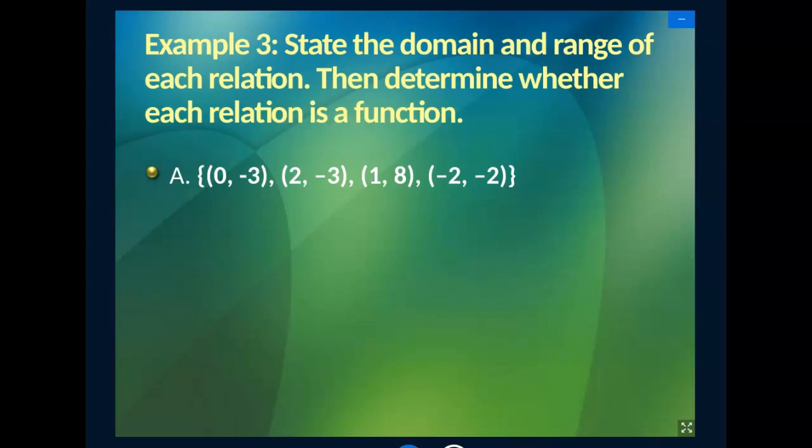Okay, so this is just an add-on to the last one. State the domain. So this is an example of a relation. It's just a set of ordered pairs. Domain, I'm going to go back to writing down here, is 0, 2, 1, -2. Range, here's where you got to be careful. We do not repeat a number in the set of orders. So even though the range has -3 twice, we only write it once.